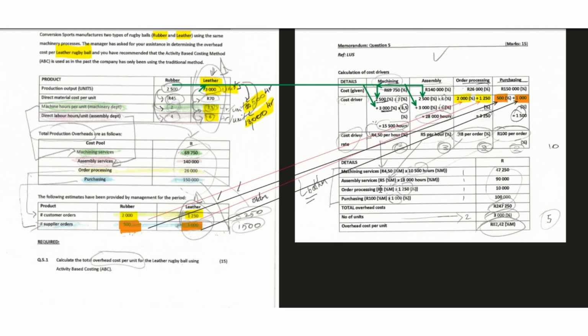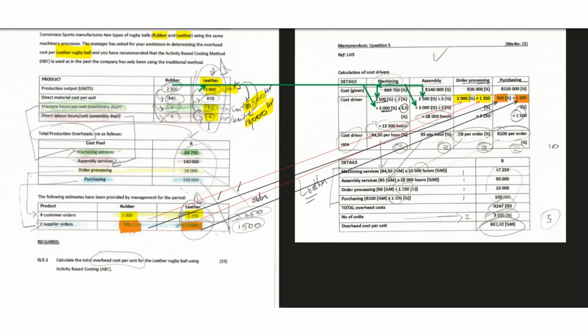So we will do the same for assembly services. We will take the cost driver rate, which is 5 rand. We will find out what is the total number of direct labor hours that is necessitated only for the leather rugby balls, which is the total of 3,000 units multiplied by how many direct labor hours it takes to produce one unit?